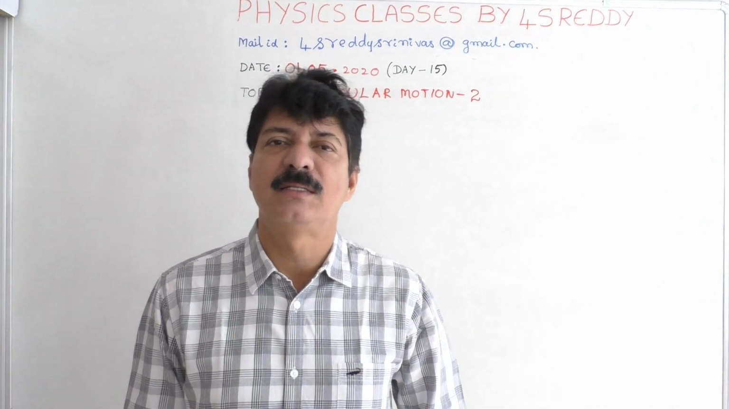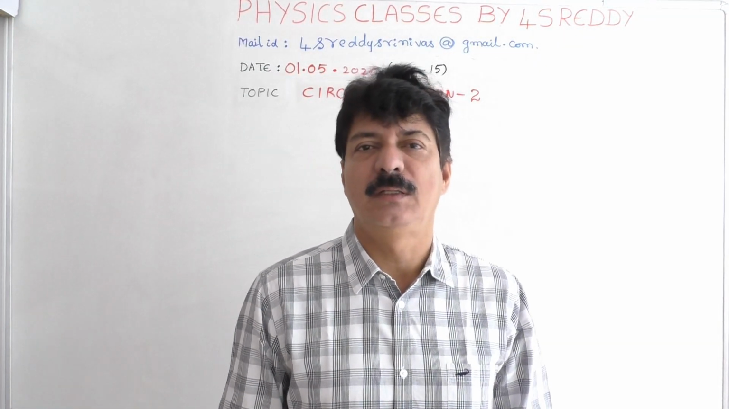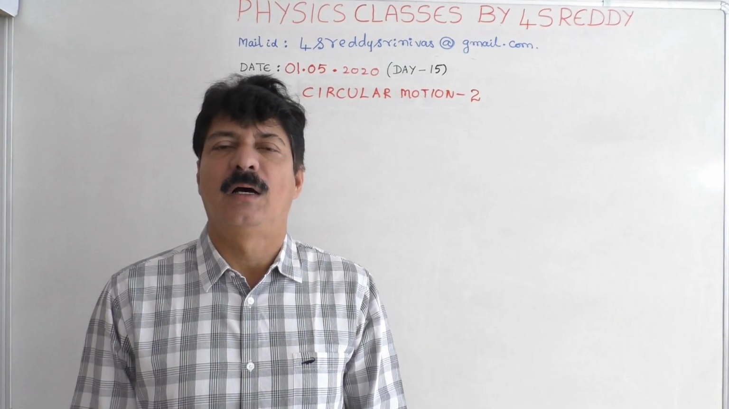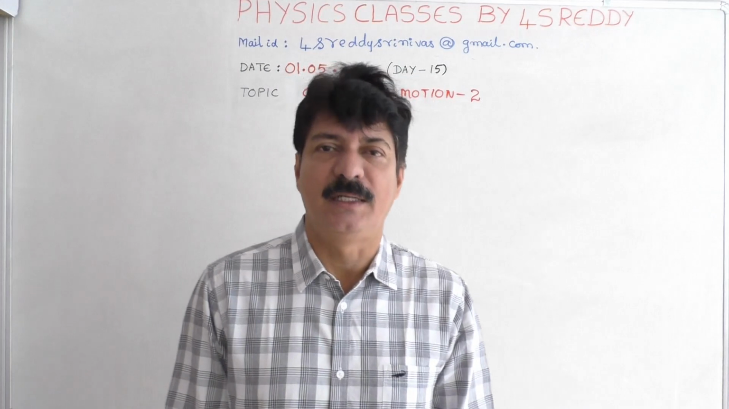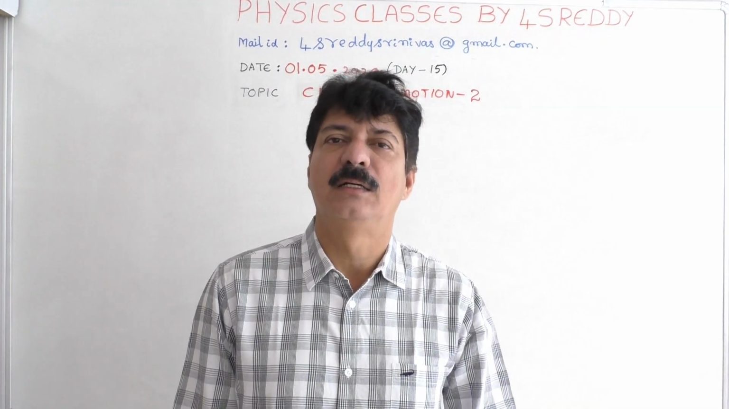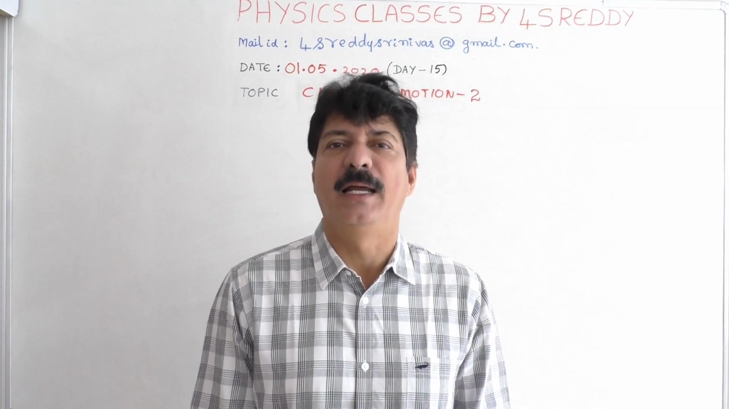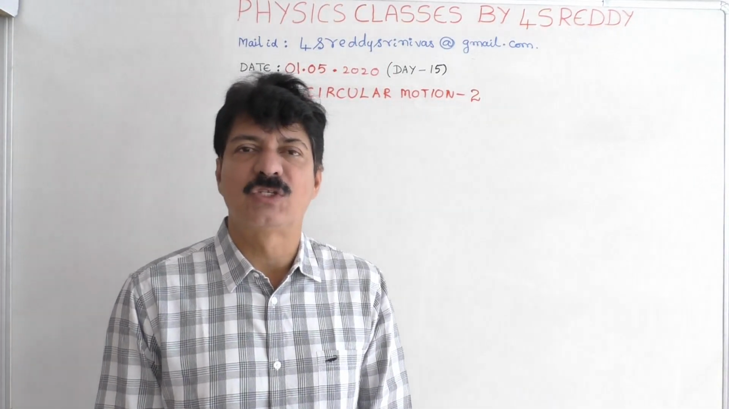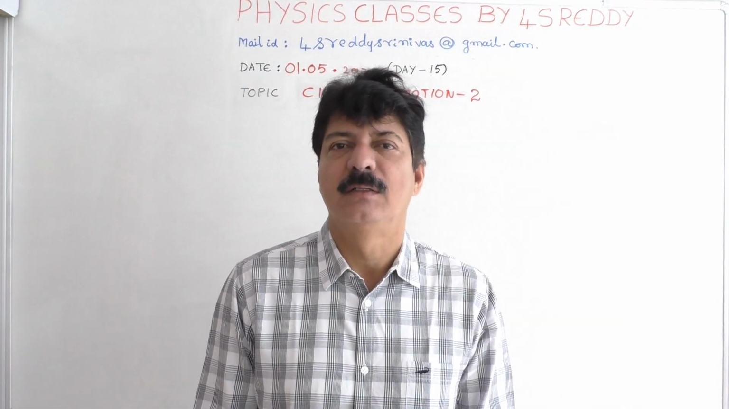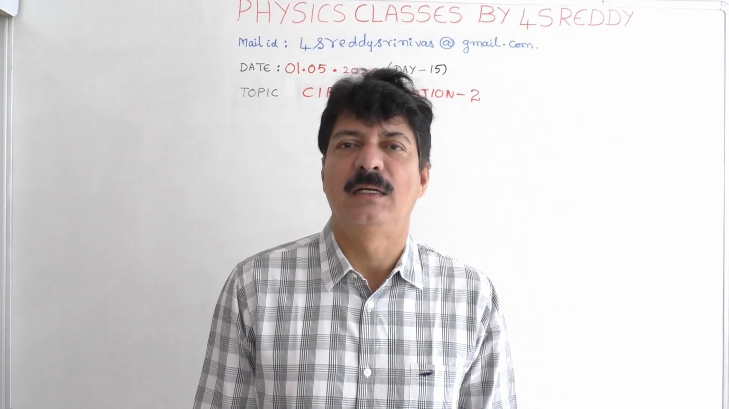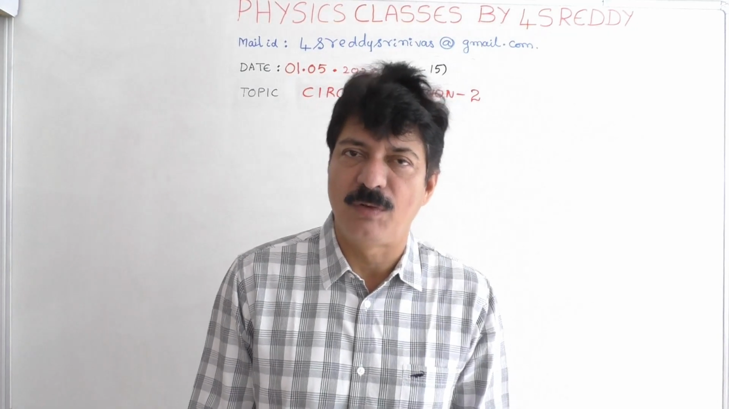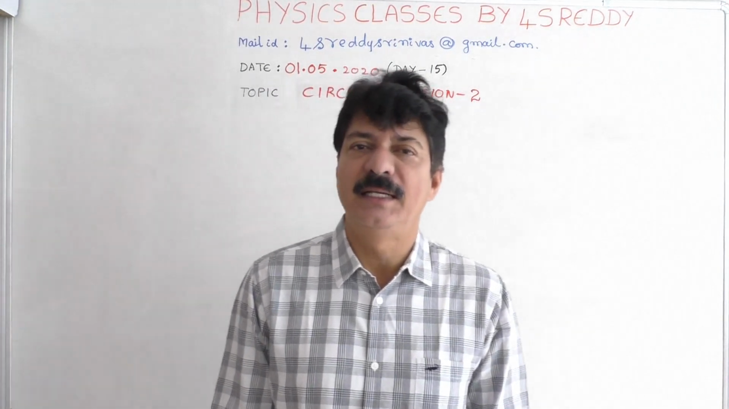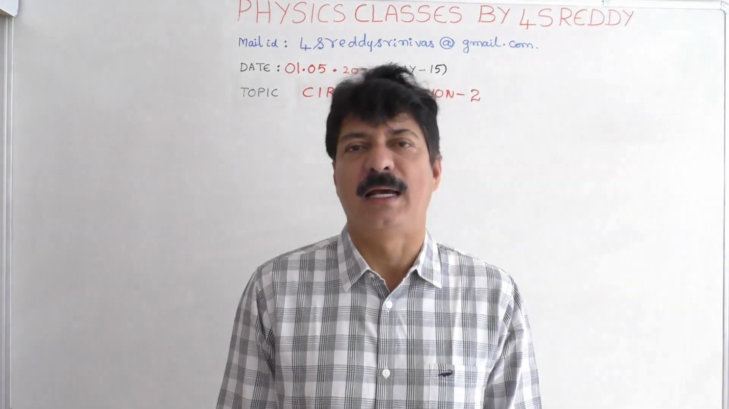In the previous class, we discussed circular motion and certain angular quantities like angular displacement, angular velocity, angular acceleration, and also the relation between the linear velocity and angular velocity, v is equal to r omega, and another one is the linear acceleration and angular acceleration.